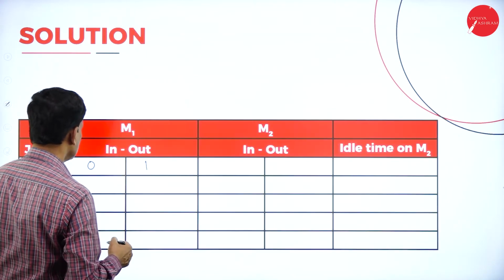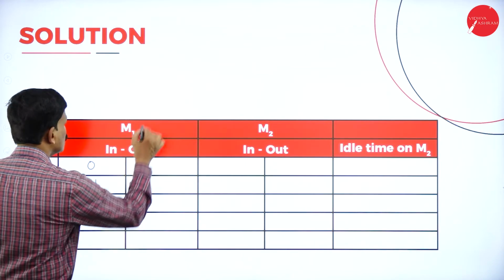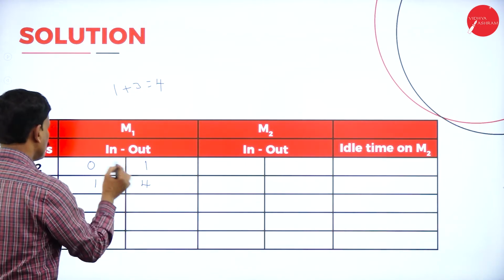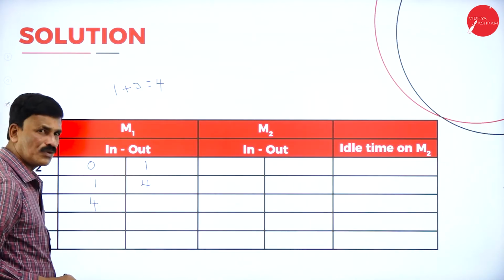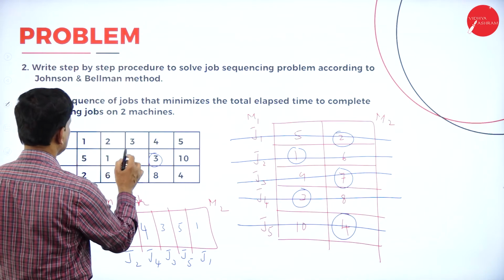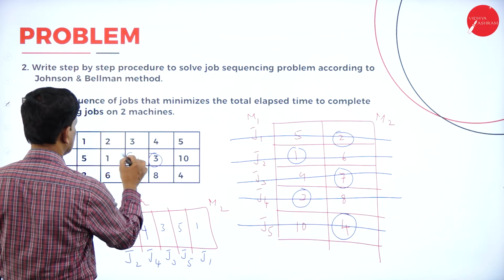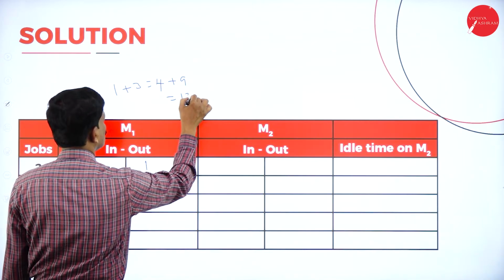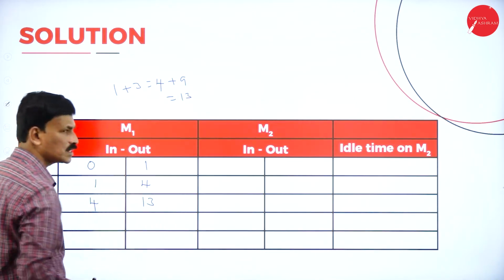So, therefore, here the in time is 1. So, 1 plus 3 is equal to 4. It is 4 out time. For the next machine, the in time will be 4. And what is the out time for J3 machine? So, J3, what is the value? That is 9 we have. So, add 9 for this. 9 plus 4 is 13. The out time is 13.